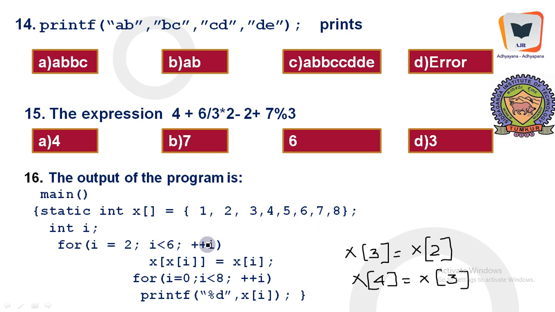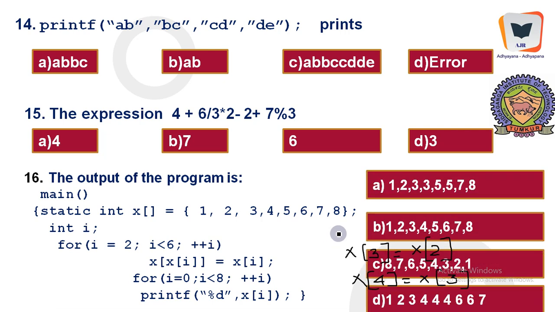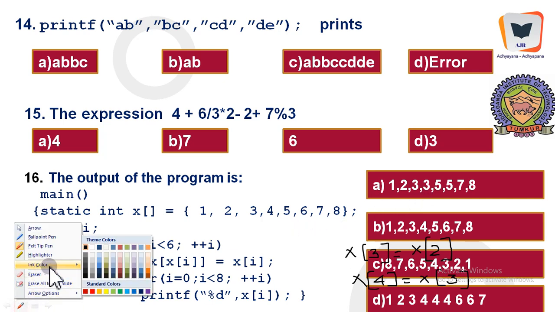That should be the answer because the array will be changed only starting from 2 up to 5. 2, 3, 4, 5. 7, 8 will remain as they are. Therefore, it should be 3, 3 and 5, 5. So this should be the answer: 1, 2, 3, 3, 5, 5 and 7, 8.